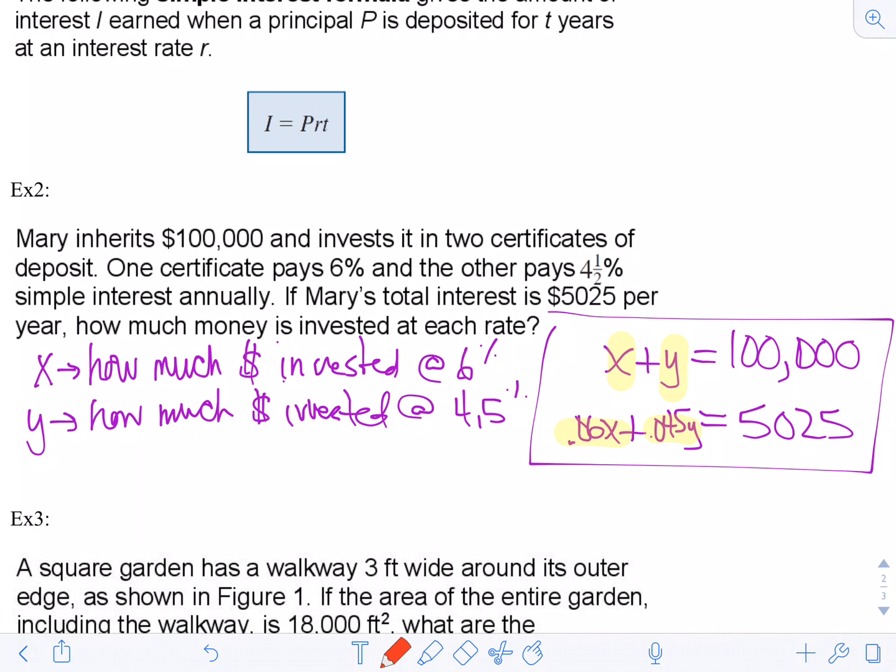I'll just give you a quick heads up on this. I would probably solve it by saying X is equal to 100 grand minus Y. Then take that 100 grand minus Y and plug it in for X in your other equation. And then you have Y's all over the place. I know we've worked on those, so that should be decent for you, but it's again a realistic problem.